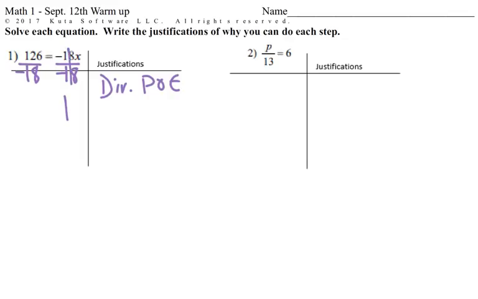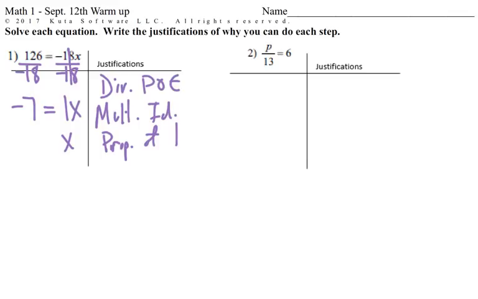Negative 18 over negative 18 is 1, so we get 1x equals, and then we've got 126 divided by negative 18. So 126 divided by negative 18 gives us negative 7. Now, we get rid of that 1 using the multiplicative identity property of 1, which tells us we can get rid of that 1 and we're left with negative 7 equals x. Okay?